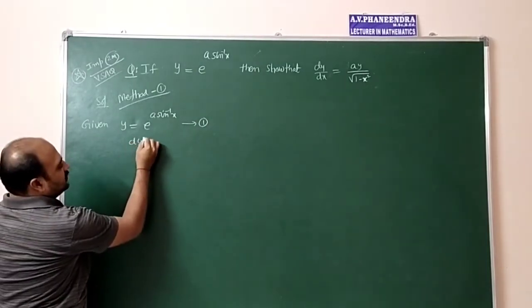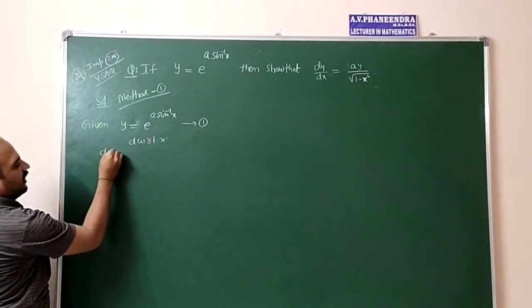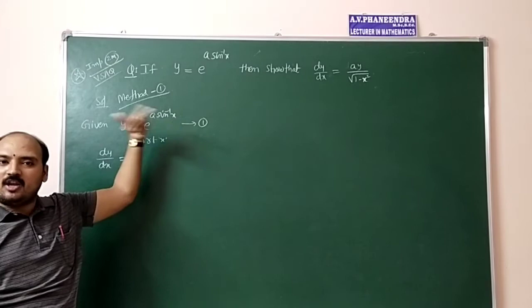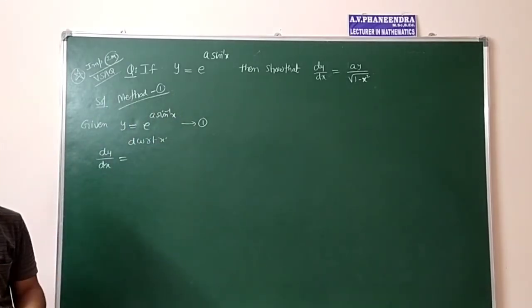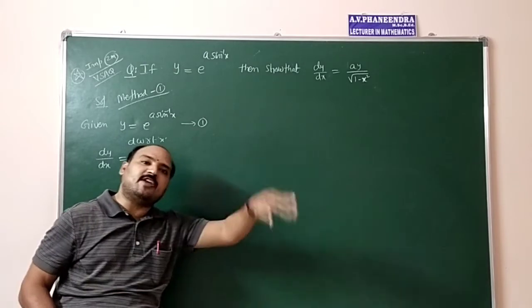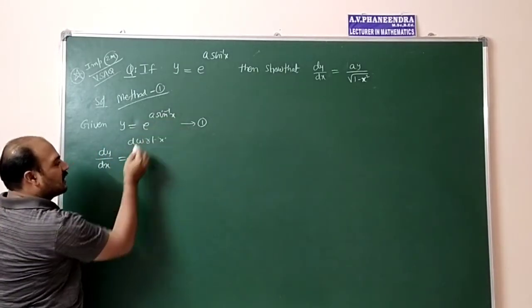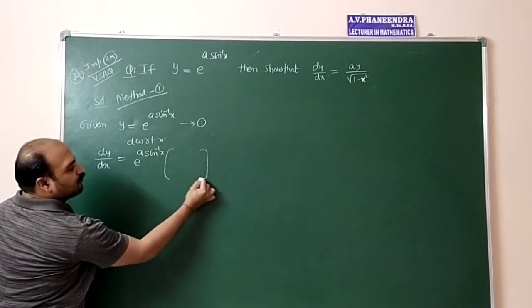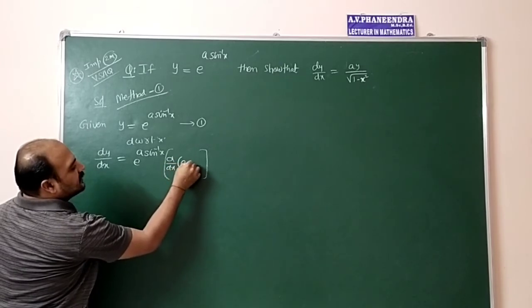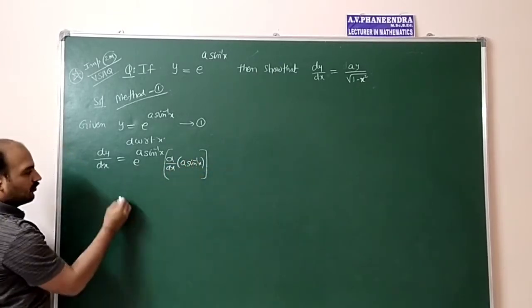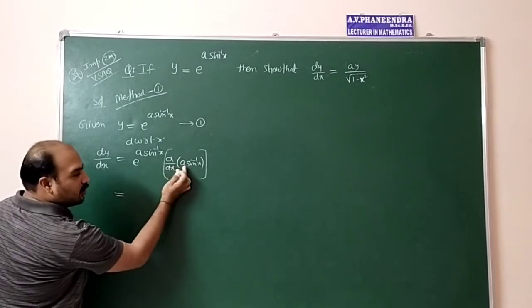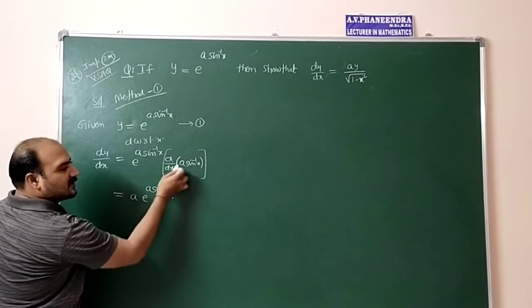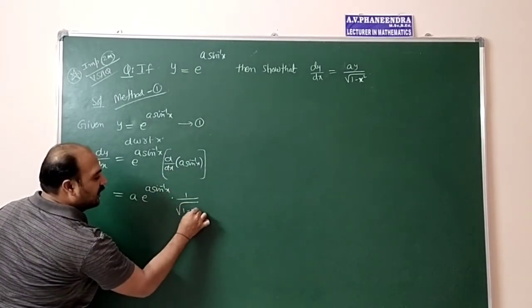Differentiate with respect to x. y derivative is dy by dx, which is equal to, it is in the form of e power f of x. d by dx of e power f of x is e power f of x into f dash of x. So d by dx of e power a sin inverse x is e power a sin inverse x. Again we have to differentiate d by dx of a sin inverse x, which is equal to a, the constant, taken outside, a into e power a sin inverse x. d by dx of sin inverse x is 1 by root of 1 minus x square.